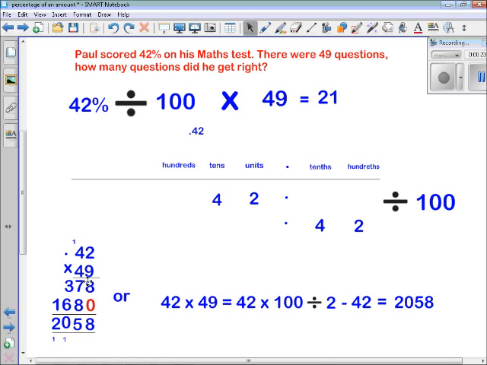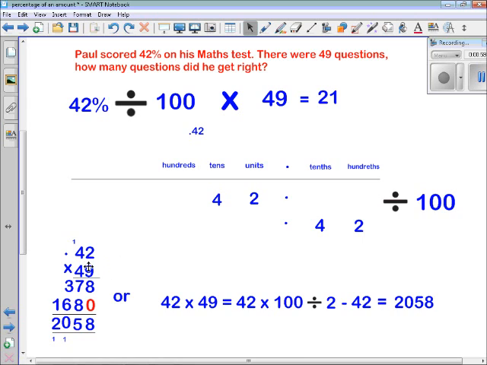The first way is using a long multiplication. The second way I've done mentally. I've just written this out and I'll explain in a minute how I've done that mentally. Let's look at this long multiplication first. You can see I've put the decimal point over here to represent the 0.42, but when it comes to working out this long multiplication, I'm going to forget that decimal point for now. And then I'll put it back when I've got an answer.